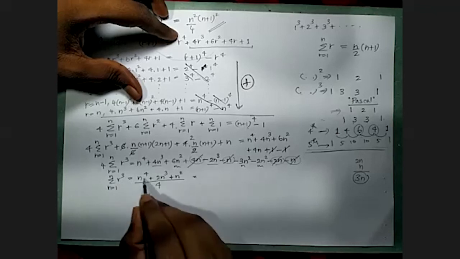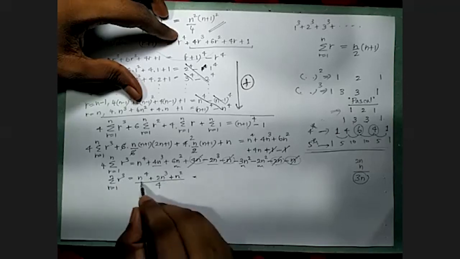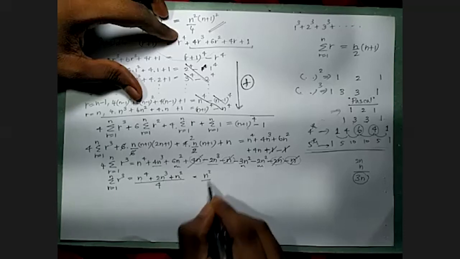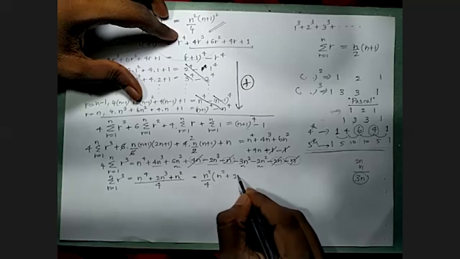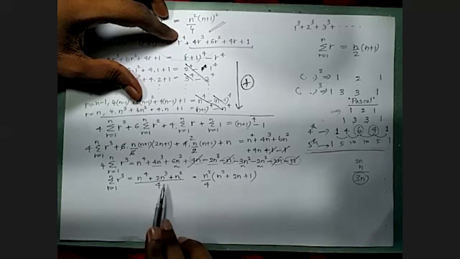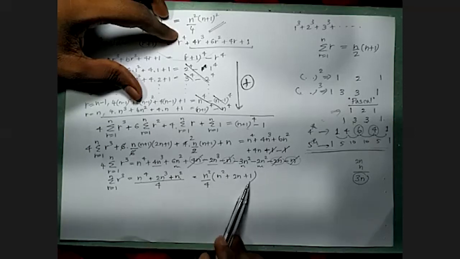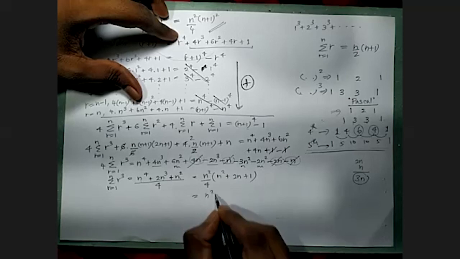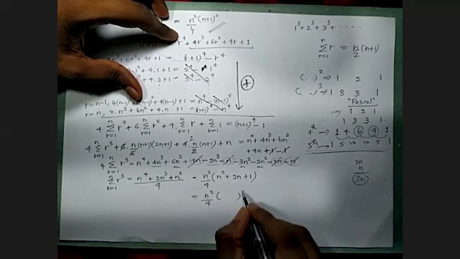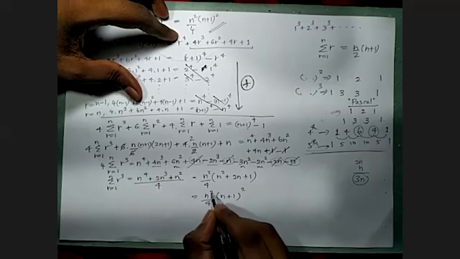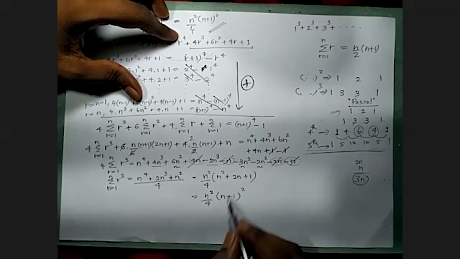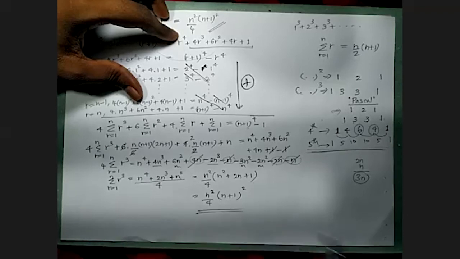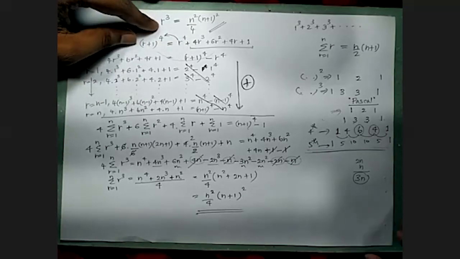We can take n square out from these 3. n square over 4. Within brackets we have n square plus 2n plus 1. When we take n square out, we are left with 1 n. When we take n square, it is just 1. Now can you see? This is n plus 1 whole thing square. n square into n plus 1 whole square over 4. This is the answer for sigma r cube.